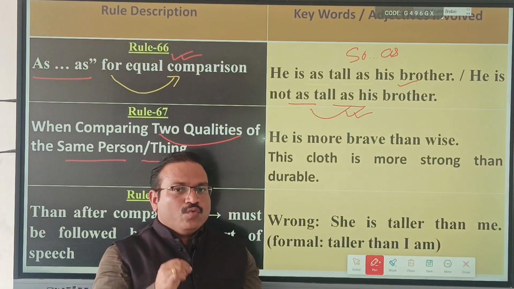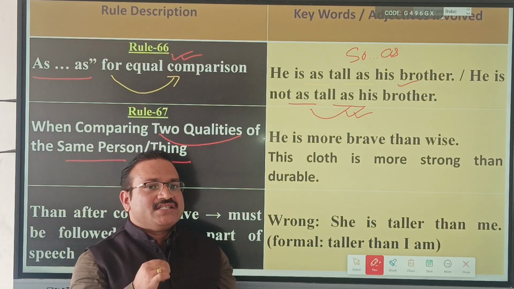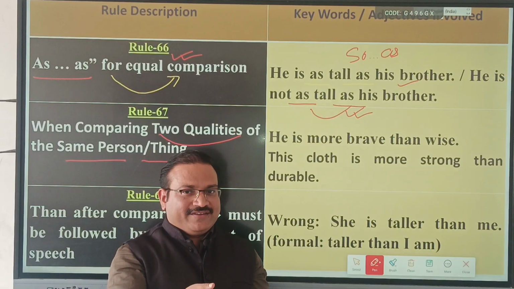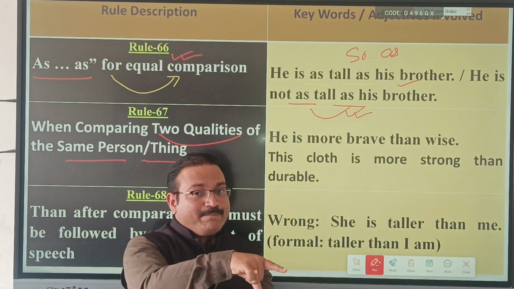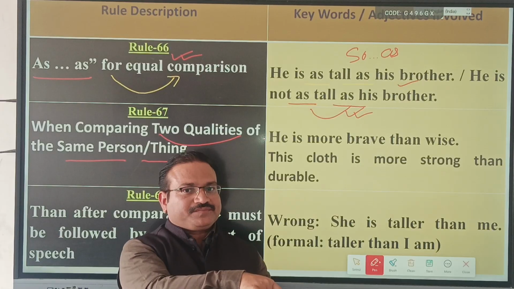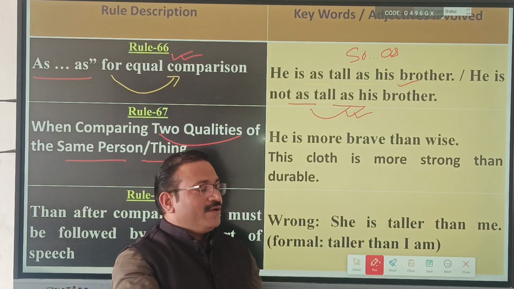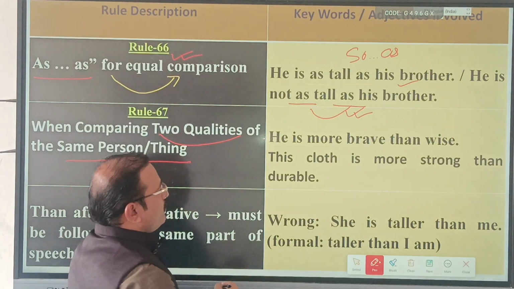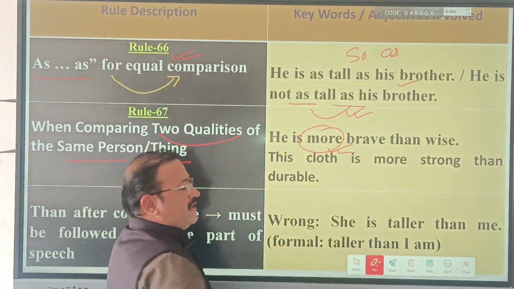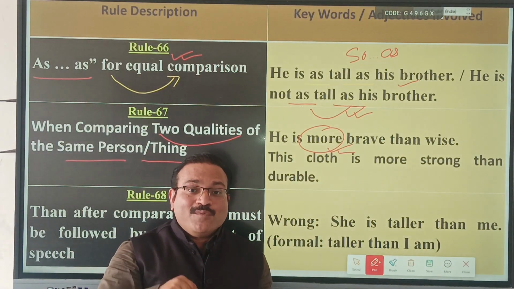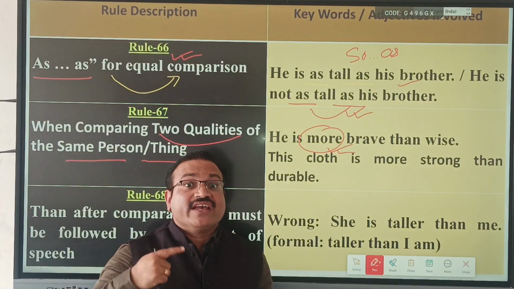Example, वह अपने उम्र से ज्यादा बुद्धिमान है. सो उसकी बुद्धि उसी से कंपेयर की जा रही है. सेम पर्सन एंड सेम थिंग. Then what we use is more wala comparison. He is more wise than his age.